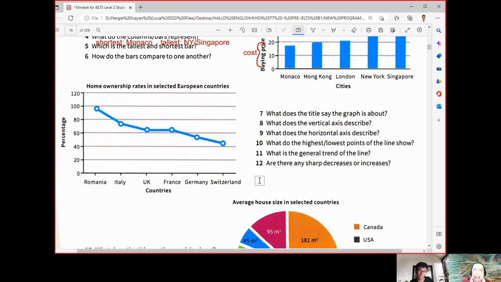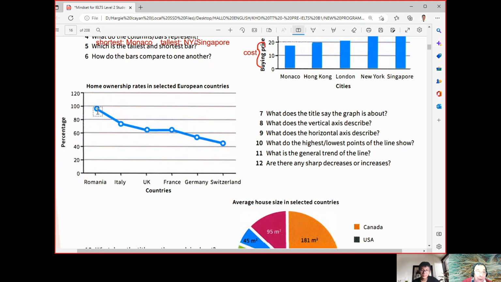Next, are there any sharp decreases or increases? No, because there is no certain change in the percentage. What do you think, is it increasing or decreasing? Of course, it's increasing, going up, from lower going up.